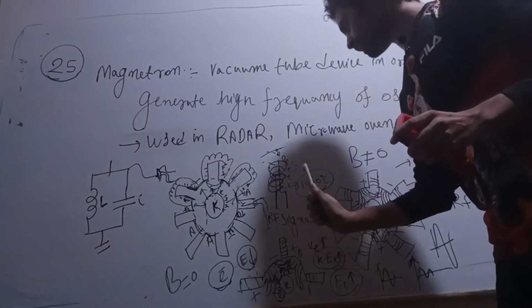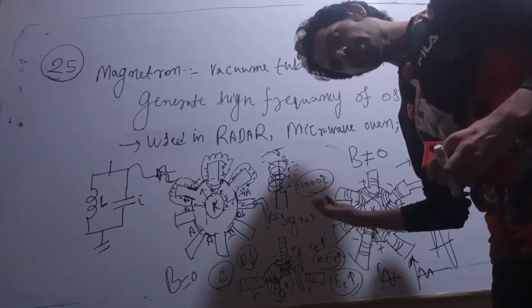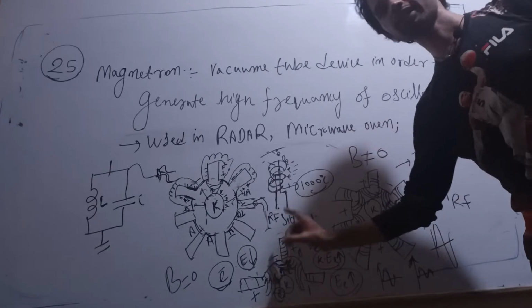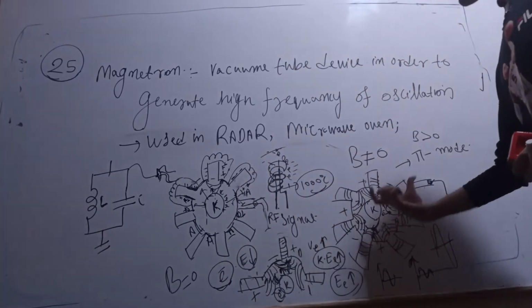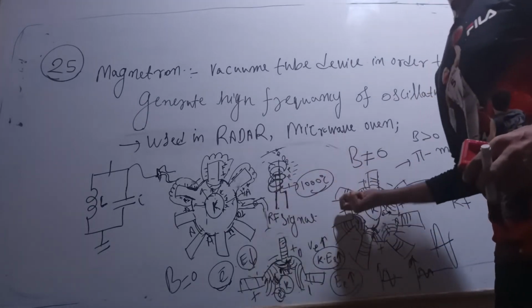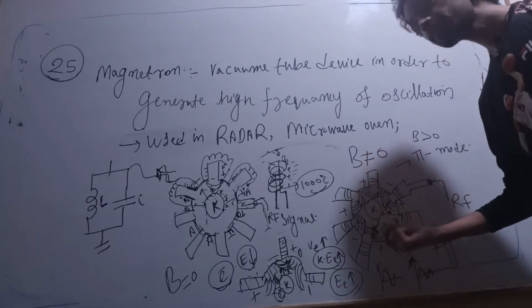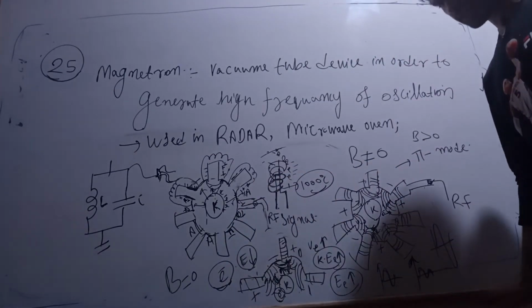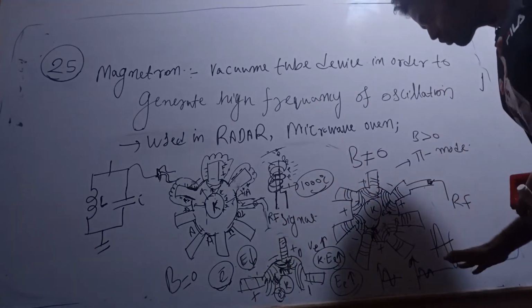The main point we have to focus on: during the acceleration of the electron by the magnetic field, the velocity of the electron will increase. Once the velocity increases, its kinetic energy increases, meaning its energy increases. Where is this energy coming from? This energy is coming from the RF signal, the radio frequency signal. So the radio frequency signal will get attenuated. We do not want this.